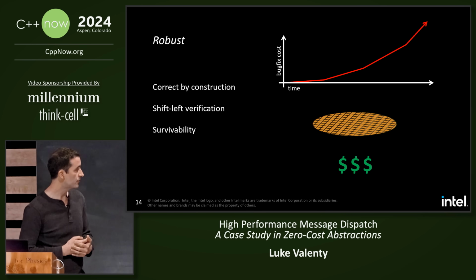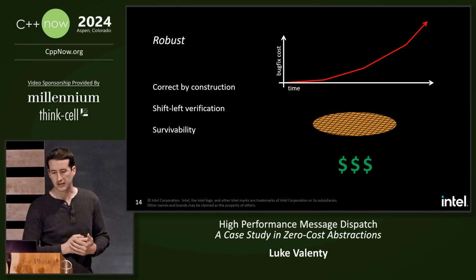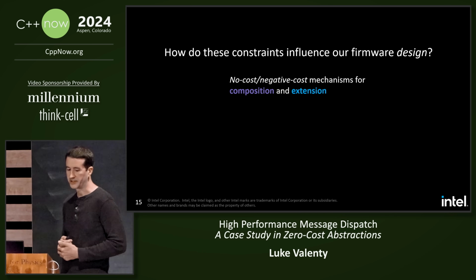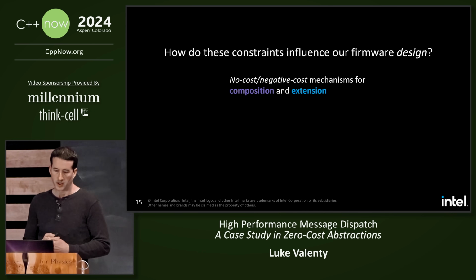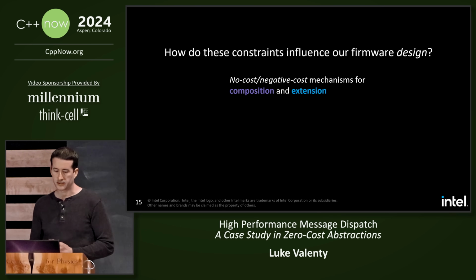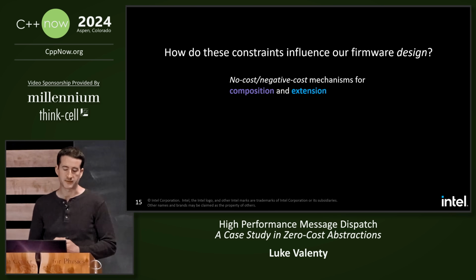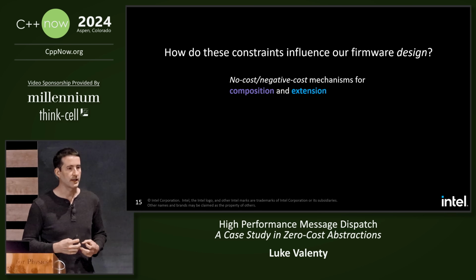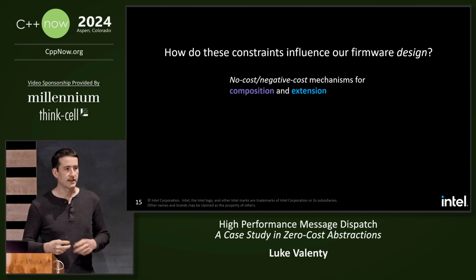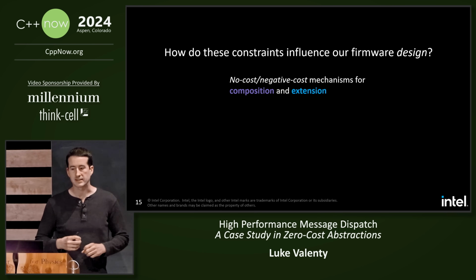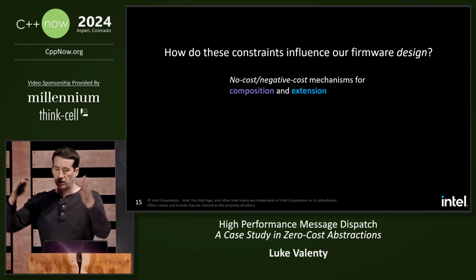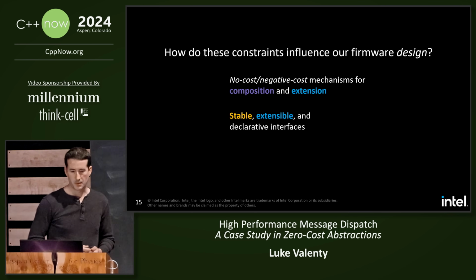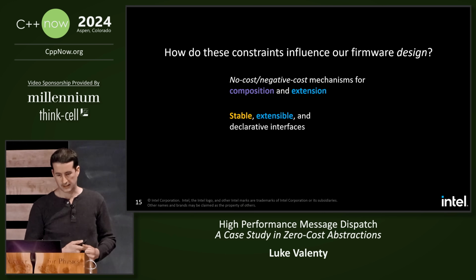And this includes things like survivability, right? We can change firmware. So how does this influence our firmware design? Well, obviously no cost and negative cost mechanisms for composition and extension. So we want to be able to compose things. We don't want to write crummy code that depends on very specific details everywhere, and we get a rat's nest of things. We don't want to have this if statement and just call into all these other modules, right? That makes us very sad. We've experienced that. We know what that's like.